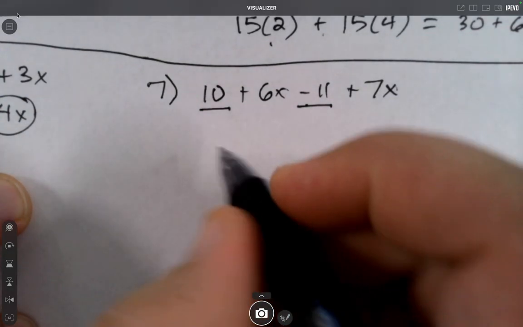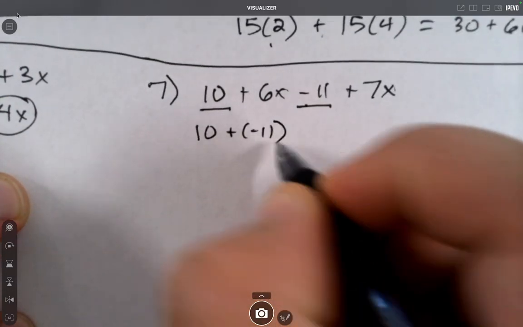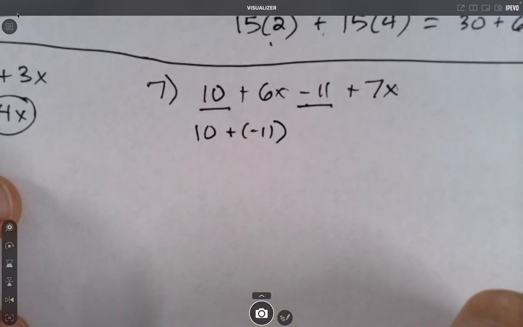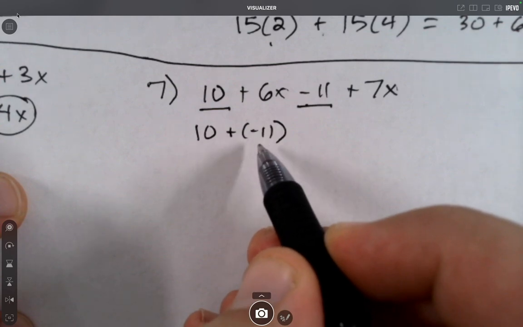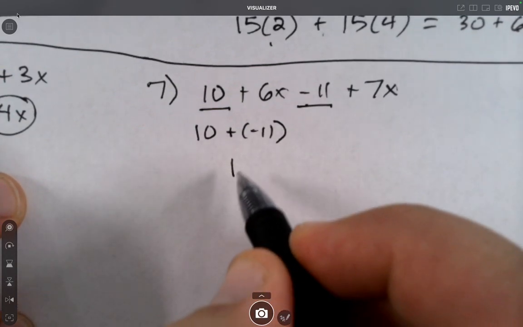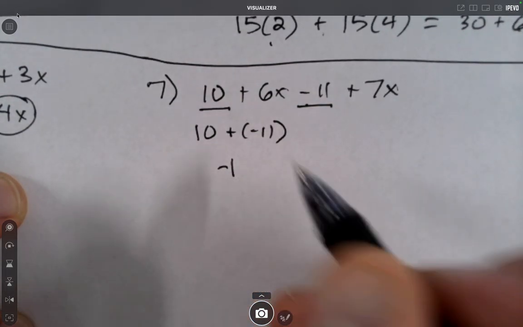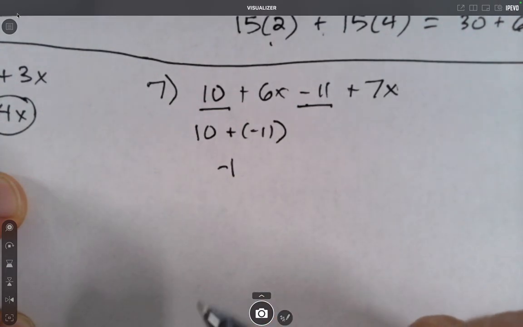10 minus 11, if you want, you can do keep, change, change. And when you're adding numbers that have different signs, you subtract them. 11 minus 10 is 1. You keep the sign of the bigger number, which is a negative. So 10 minus 11, or 10 plus negative 11, is negative 1.